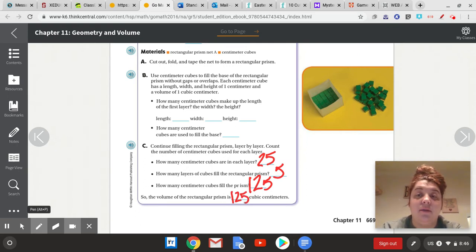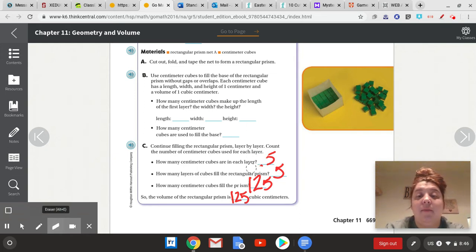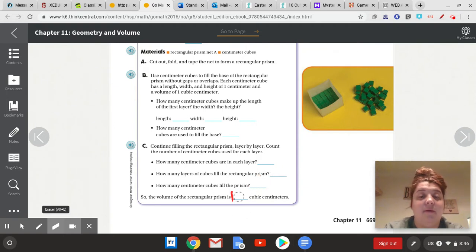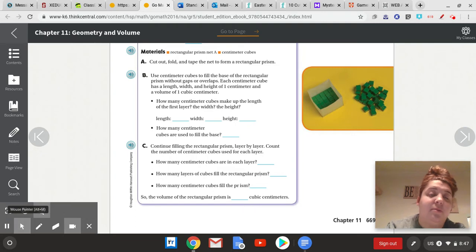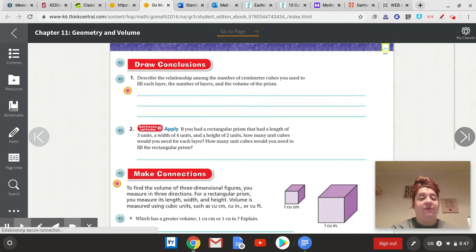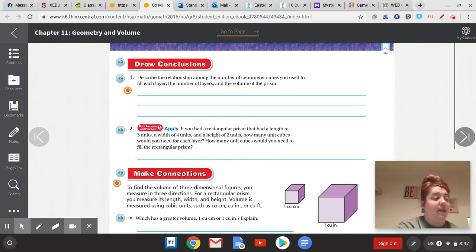All right. So, simple problem. You have to know how to multiply, and I have faith in you, so we should be set. All right, moving on to page 670. Number 1 says to describe the relationship among the number of centimeter cubes you use to fill each layer, the number of layers, and the volume of the prism.